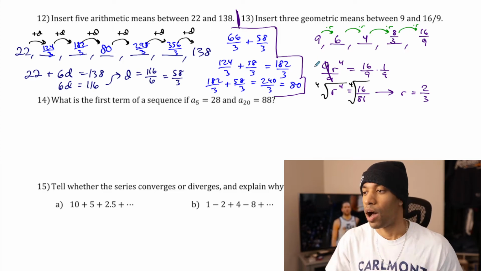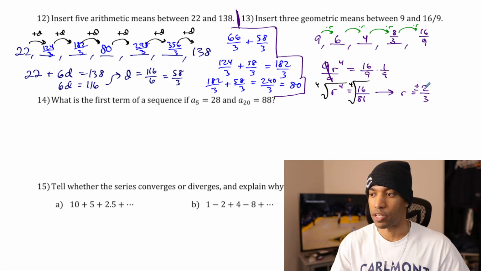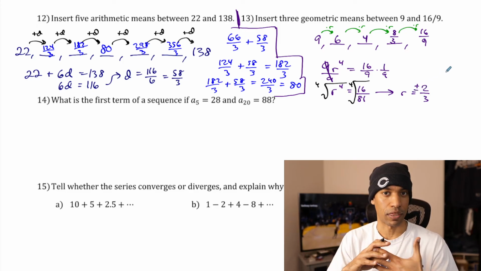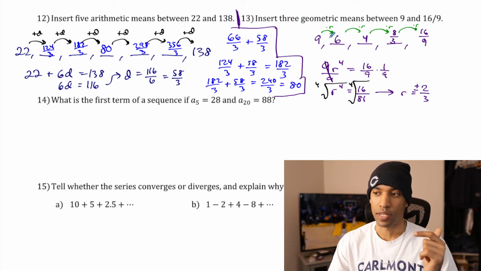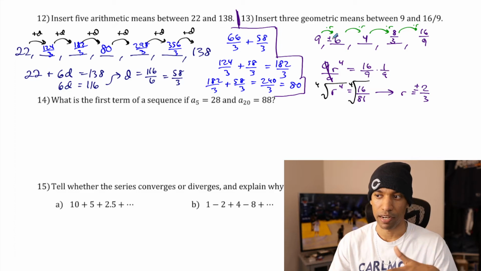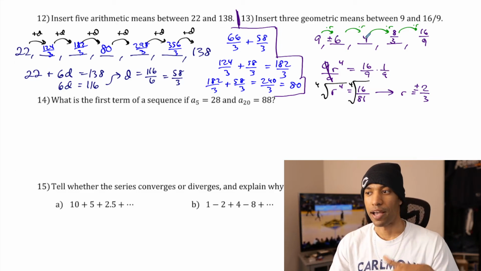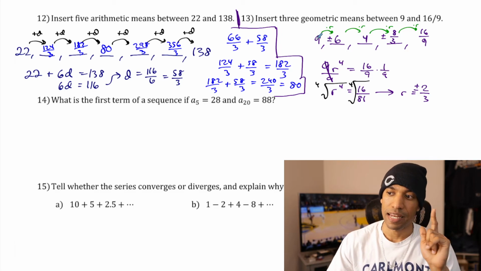Those are our things. Oh, I messed up. Sort of. 4th root of something here. I'm so sorry. It's plus or minus 2/3. You can have a negative 2/3 as well when we multiply this. So if we multiply by negative 2/3, you get a negative 6 here, a positive 4 here, a negative 8/3 here, and then a positive 16 ninths here. So this could be your sequence.